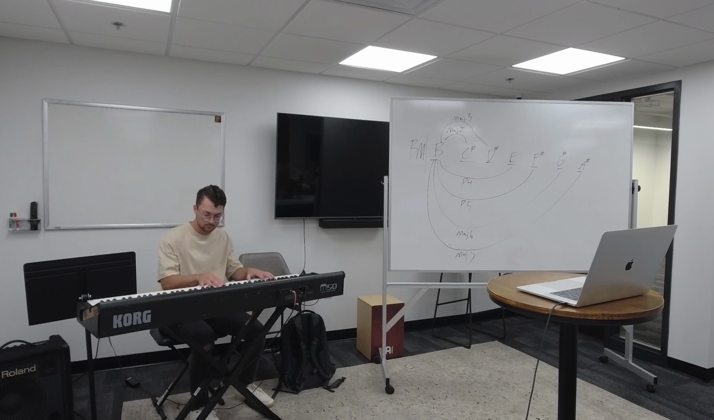So, key of B. I'll play the scale once, and then I'll play an interval. Again, close your eyes and try to guess what that interval is: second, third, fourth, fifth, sixth, seventh. So here's the scale. Alright, eyes closed. Here's your first interval.